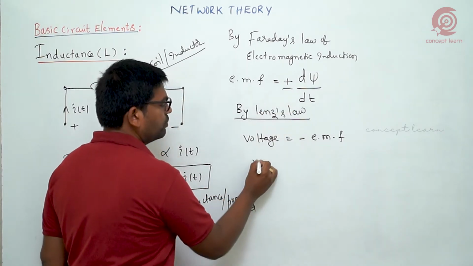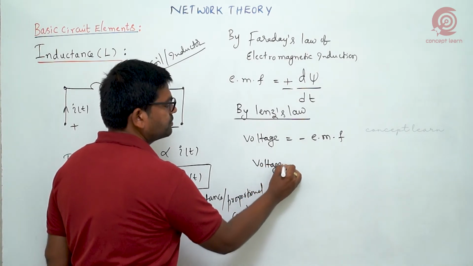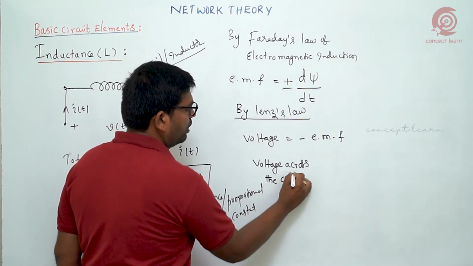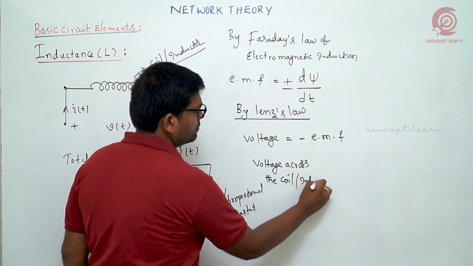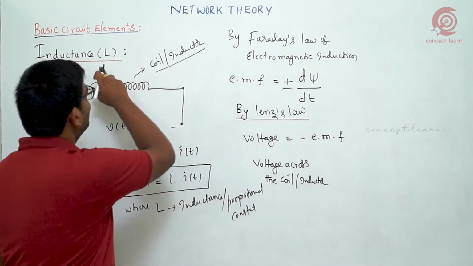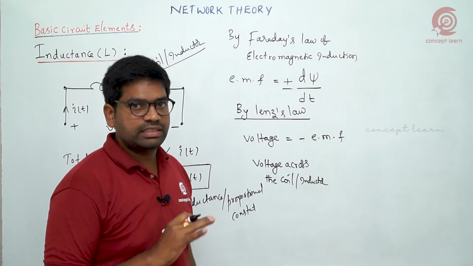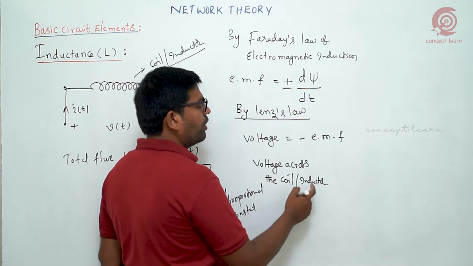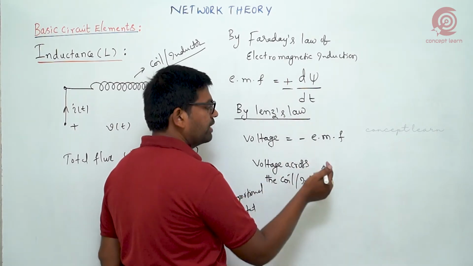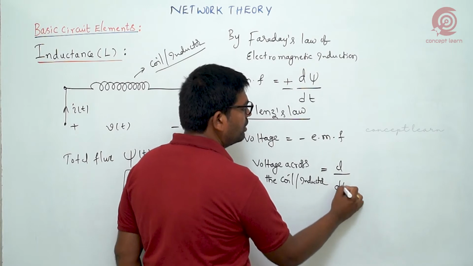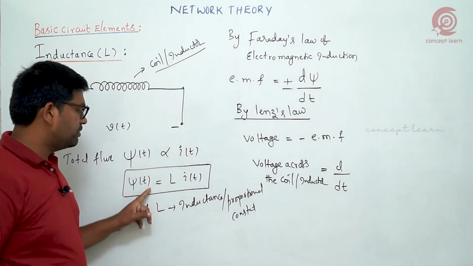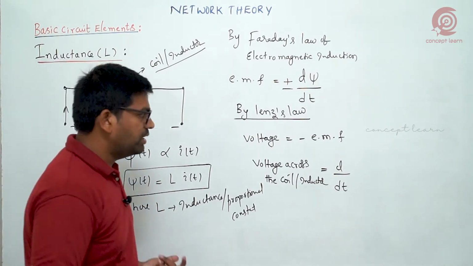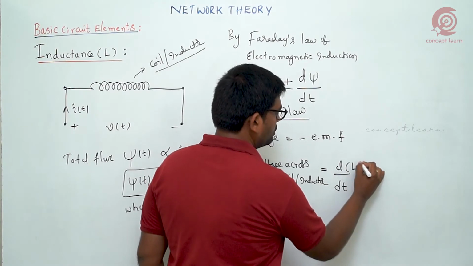Now what can we write? What will be the voltage across the coil or inductor? We are talking about the property of the inductor or coil, that is inductance, but we are just discussing the inductor or coil only. So what is the voltage across the coil or inductor? Minus and minus you can cancel, and you can write d by dt of the flux. What is the flux here? The flux is time varying, which is represented as L into i of t. But L is just a proportional constant.